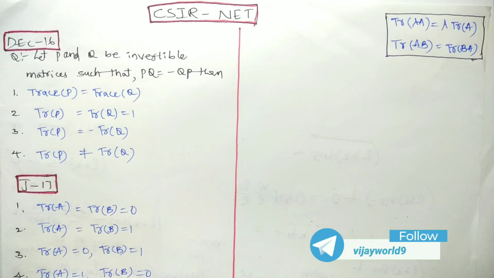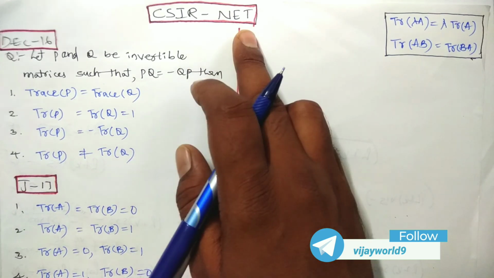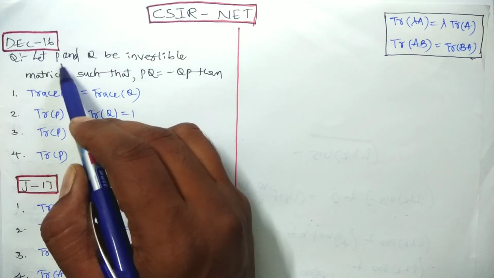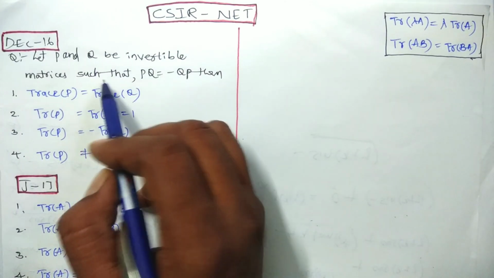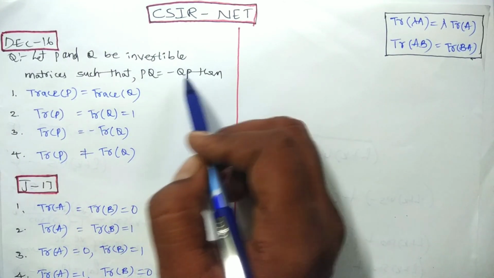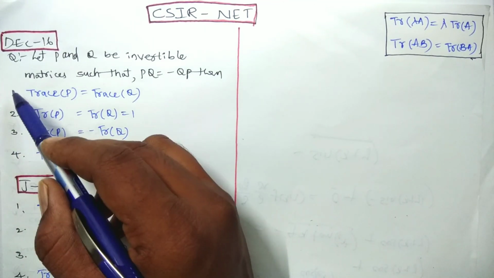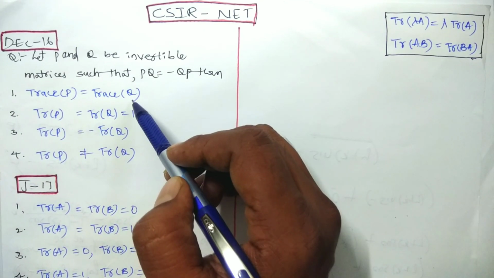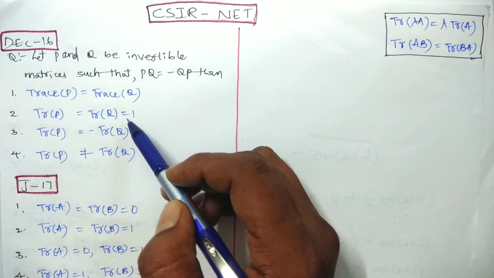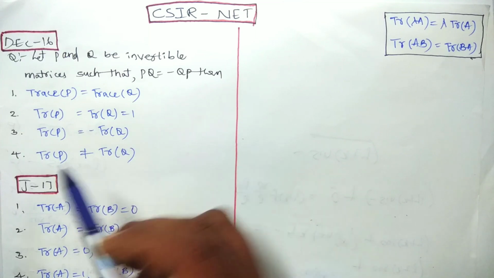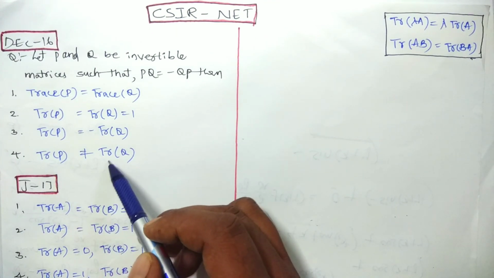Now, moving to today's session, what is given in CSIR-NET? This is the question of December 16. Here the question is, let P and Q be invertible matrices such that PQ equals minus QP. Then we have four options: trace P equals trace Q; trace P equals trace Q equals 1; trace P equals minus half trace Q; trace P not equal to trace Q.